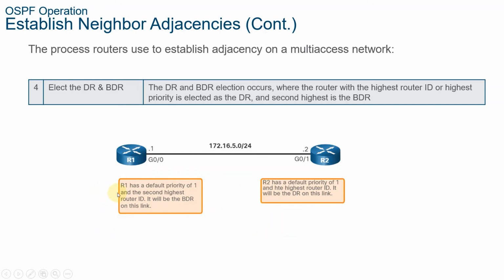Now, as shown in the figure here, R2 becomes the DR and R1 is the BDR. Take a look at this. R1 has a default priority of 1 and the second highest router ID, so it will be the BDR on this link. R2 has a default priority of 1. Both of them are using the default priority of 1, and R2 has the highest router ID, so it will be the DR, or the designated router, on this link. Hello packets are continually exchanged to maintain routing information.